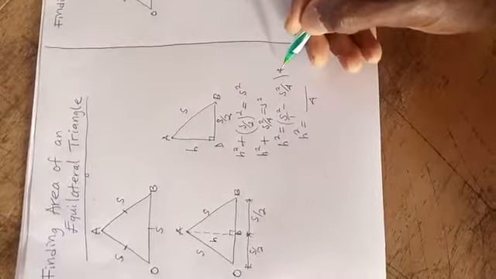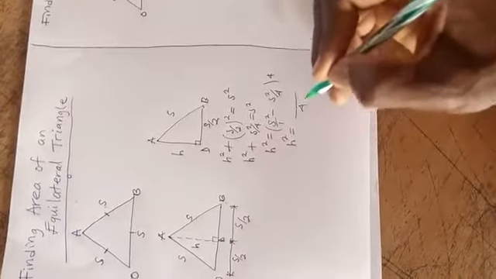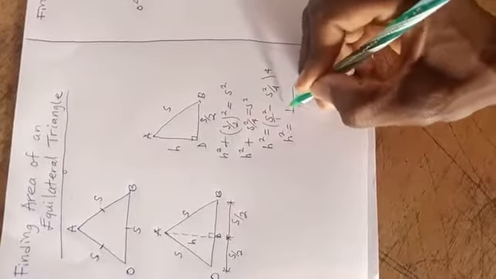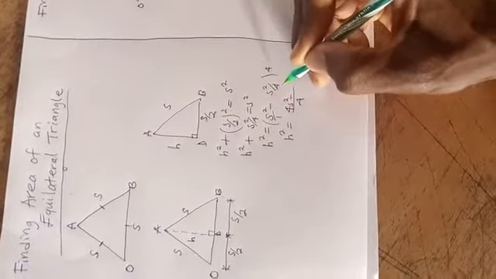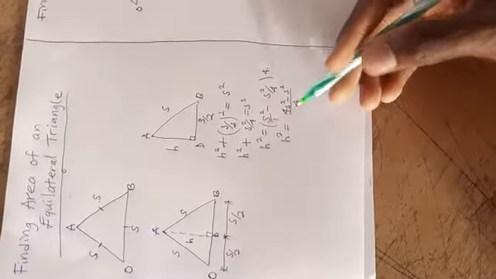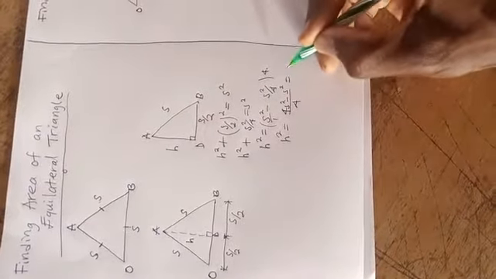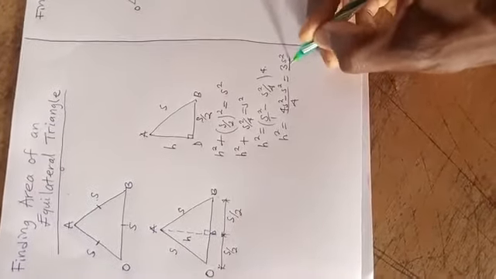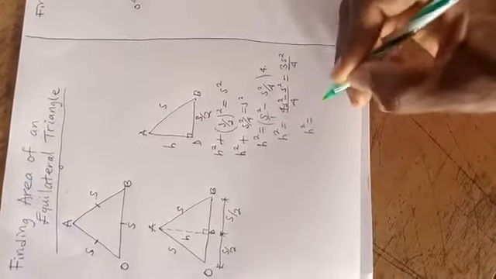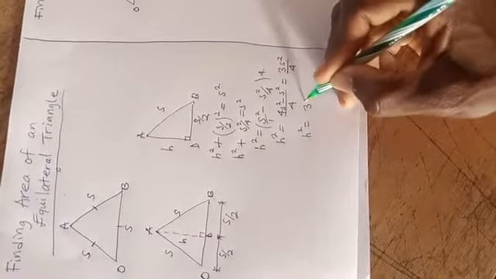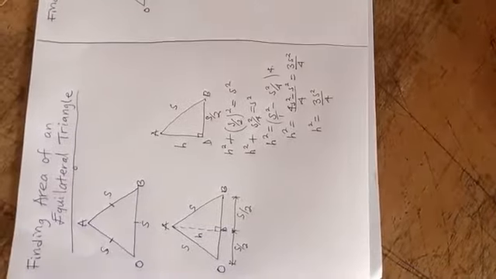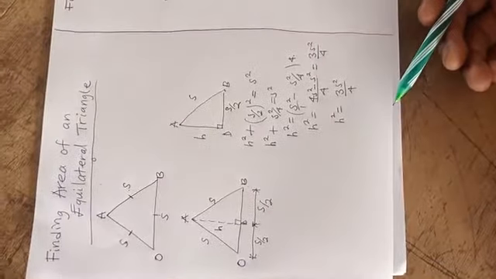1 into 4 equals 4, times S squared gives us 4S squared. 4S squared minus, 4 into 4 equals 1, times S squared is S squared. So 4S squared minus S squared is 3S squared over 4. So H squared is now equal to 3S squared over 4. But remember that I want to find the height, which is H, not H squared.